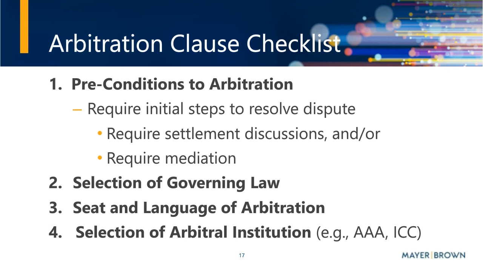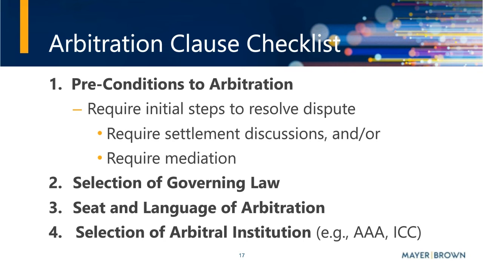Thank you, Sarah. We're now going to move to what we refer to as an arbitration clause checklist, which is a very practical listing of the essential elements to be considered in drafting arbitration clauses for technology transactions. The first item on the checklist is what we describe as preconditions to arbitration, and what we mean by that are required steps to resolve the dispute using the relationship-oriented resolution techniques that Brad referred to earlier before the arbitration can be commenced.